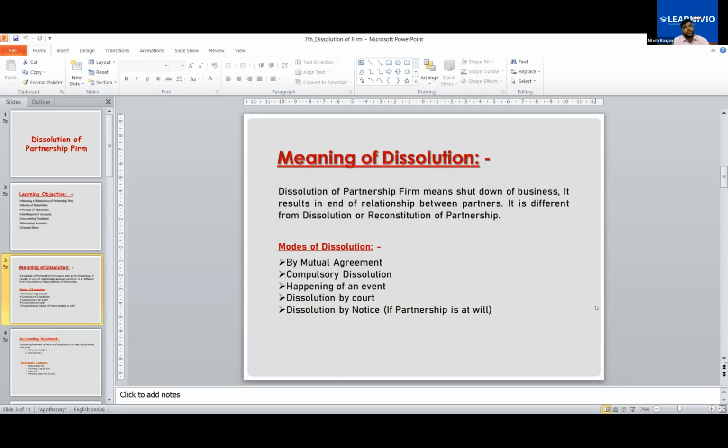Dissolution by court means if the court thinks that a firm should be dissolved, there is some problem with the business or with the partners, and the court thinks they are not working in the interest of the country or the public, then the court can decide that the partnership should be dissolved. And the last one is dissolution by notice. This is applicable only if the partnership is at will.